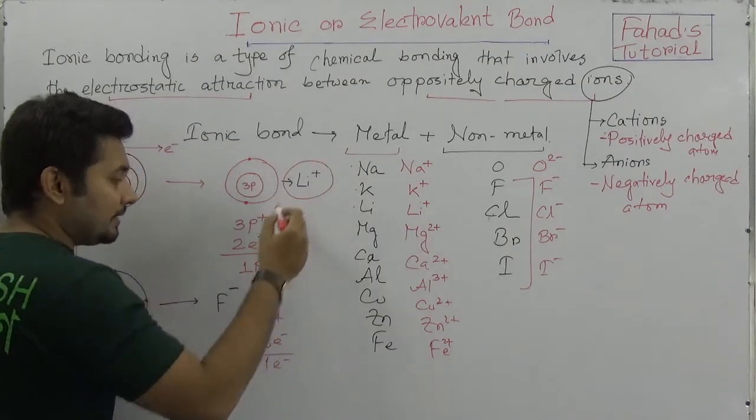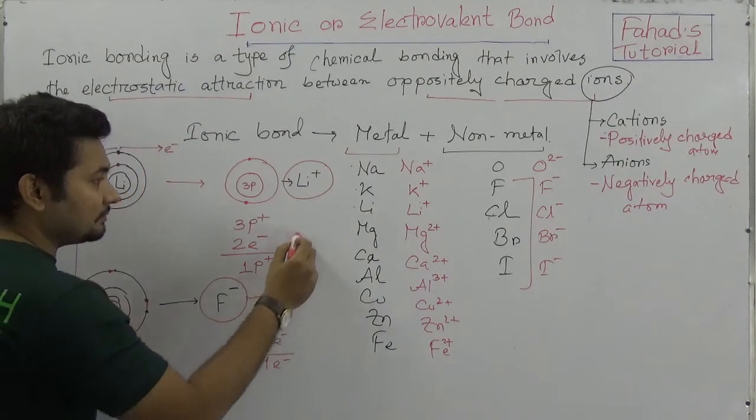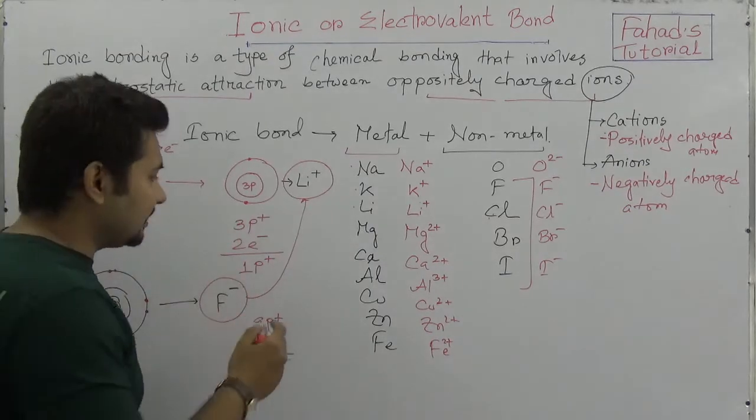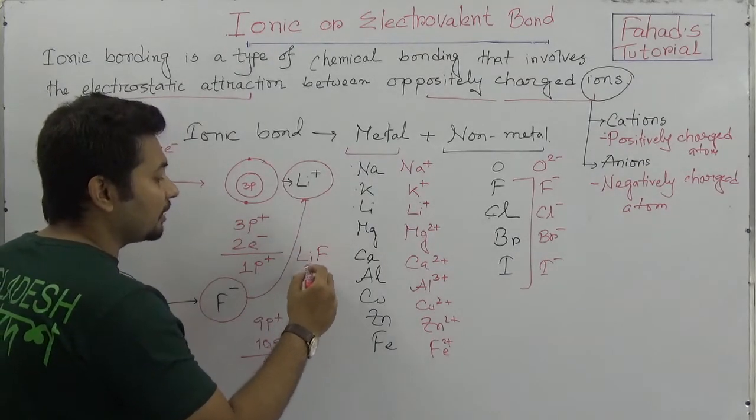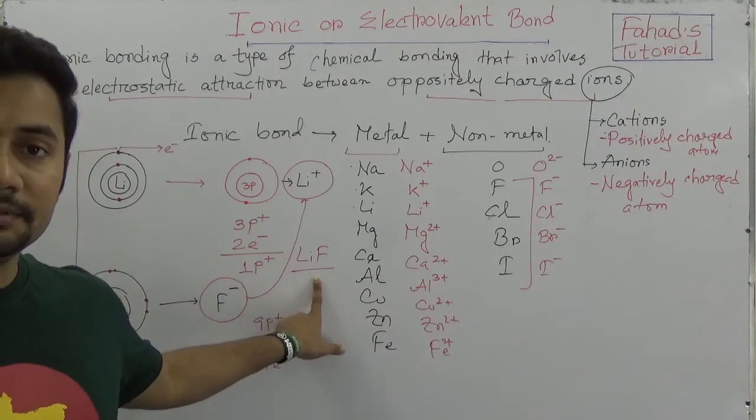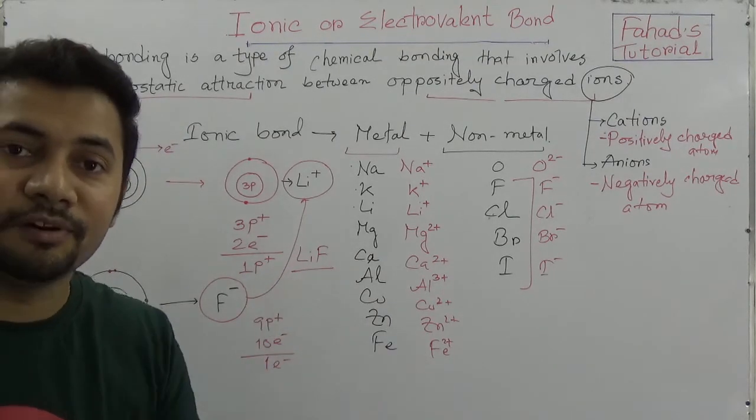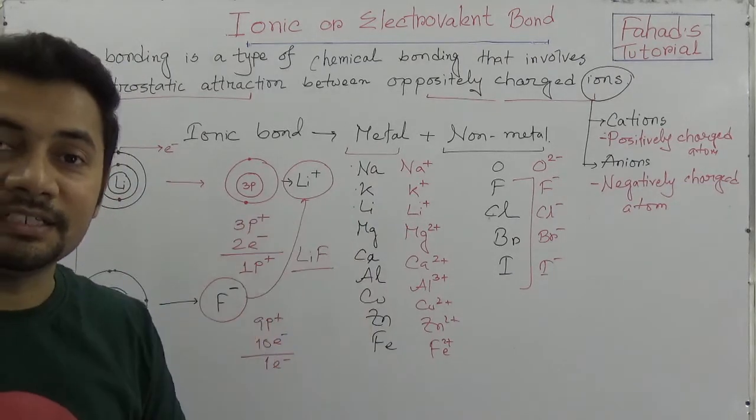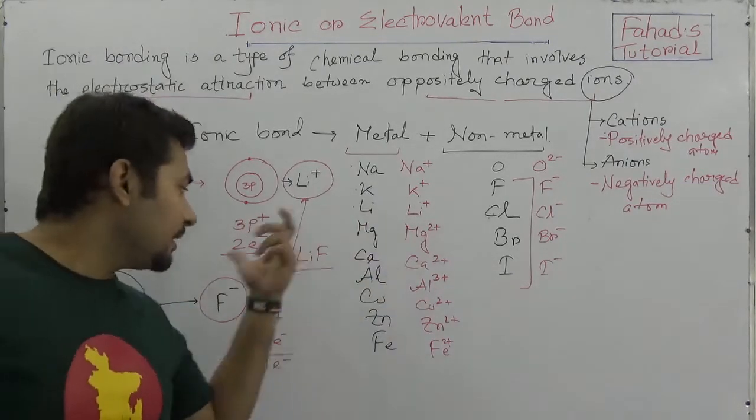When these 2 types of ions, cation and anion, come together, then it becomes lithium fluoride. And this is an ionic compound, because lithium fluoride was formed by accepting and donating the same number of electrons by 2 atoms.